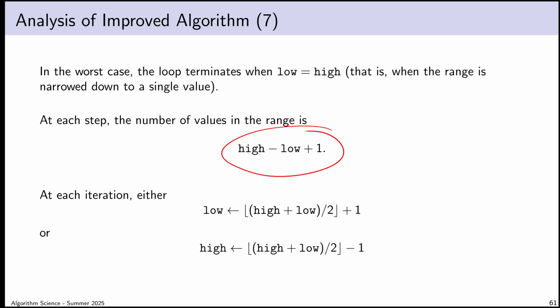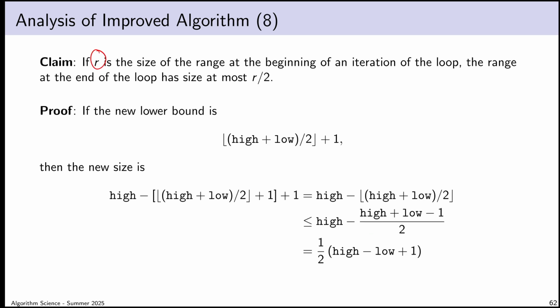At each iteration, I do one of these two things. This thing here is just the value of k. So either low is set to k plus 1 or high is set to k minus 1. What I want to prove is that at the end of the iteration, the range has decreased in size by a certain amount. The claim I'm going to make is that if r is the size of the range at the beginning of an iteration, then the size of the range at the beginning of the next iteration is at most r over 2.